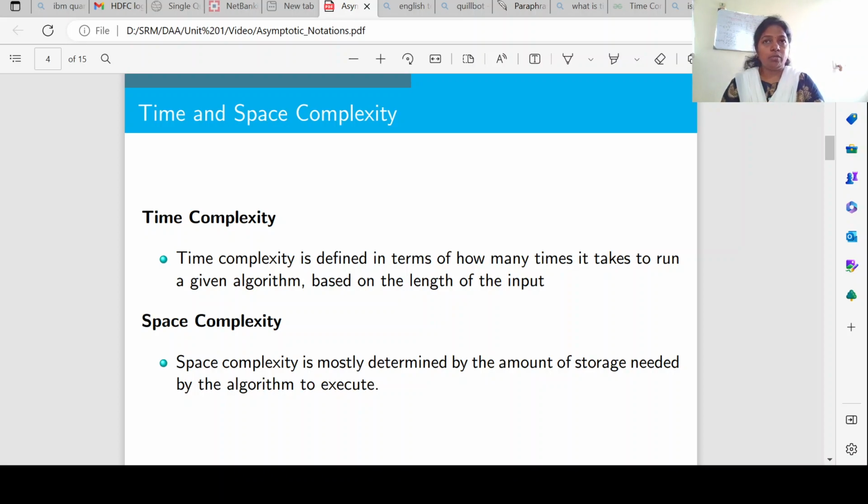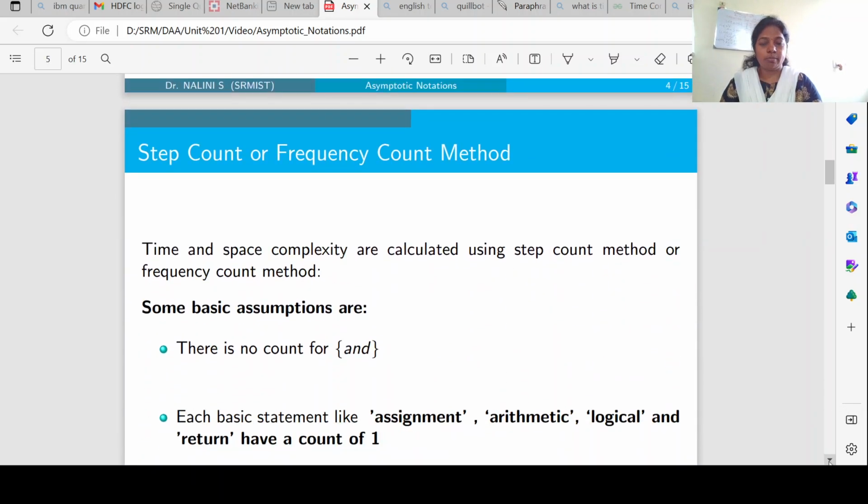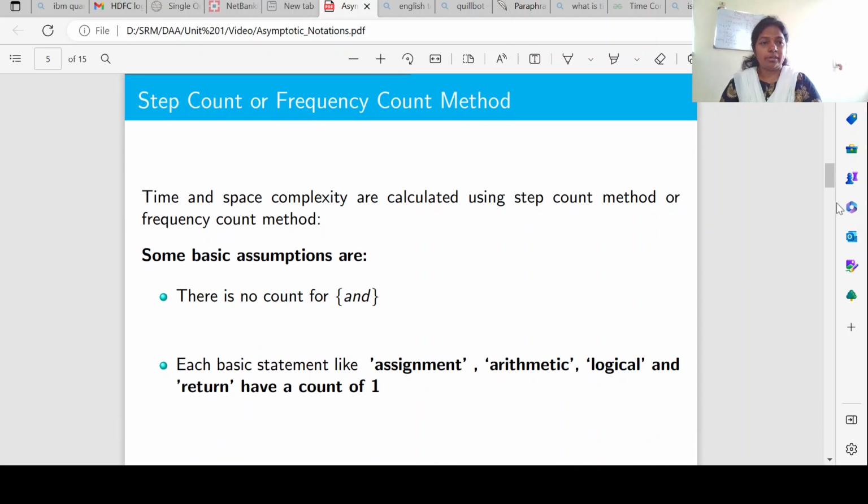You have to note down one thing, that this time complexity is not the execution time of a machine, right? Okay, next is space complexity. Space complexity defines the amount of storage required by an algorithm to run. We will discuss how to calculate time complexity and space complexity in the upcoming slides.